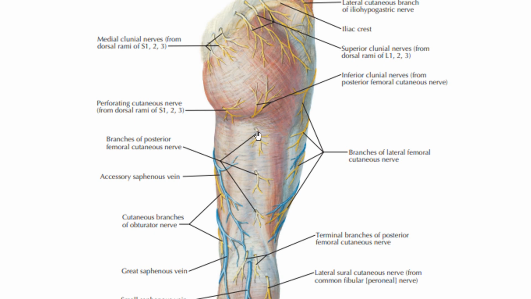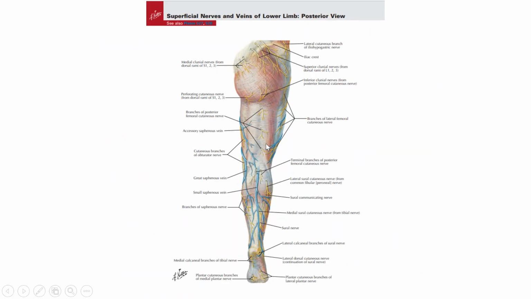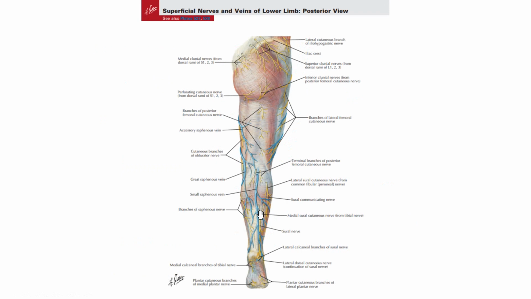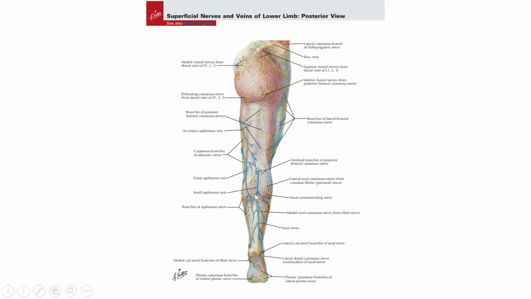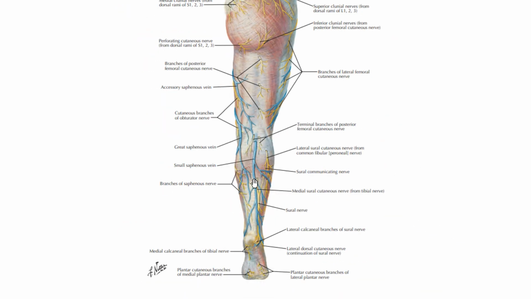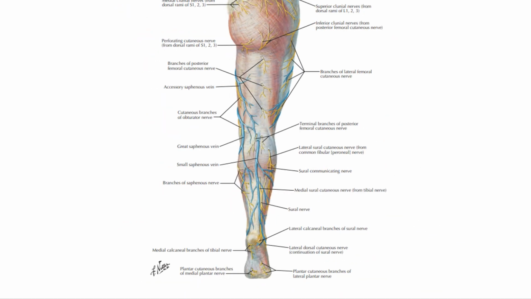And then this is the posterior aspect of the thigh. Here you can see perforating branches, and these branches are called the posterior femoral cutaneous nerve. Then here we have the sural nerve. So we are going to discuss each of these cutaneous nerves one by one.